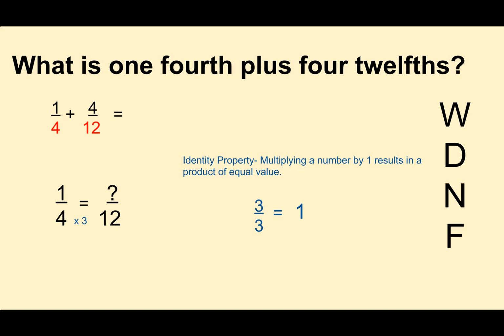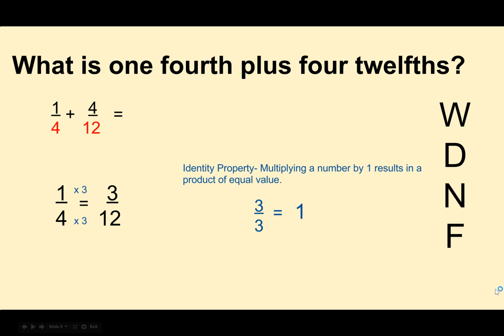So if I were to do 1/4 times 1, my answer would be 1/4. Well, I also know that 3/3 equals 1 whole. So since I know that 4 times 3 is 12, if I multiply that entire fraction by 3/3, or multiply the top and bottom number by 3, I'm going to end up with an equivalent fraction. So if I take the numerator 1 and multiply it by 3, I'm going to end up with 3/12. 3/12 is equal to 1/4.